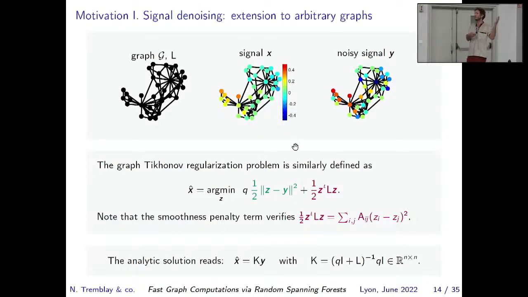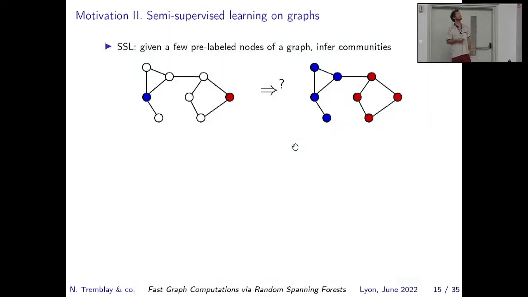And so the goal of this talk, and of the work I've been doing for a few years, is: how can I estimate this inverse without inverting the Laplacian? Is there another way? And it turns out that yes, you can actually do this operation by using random spanning forests, and I'm going to talk about this later on.